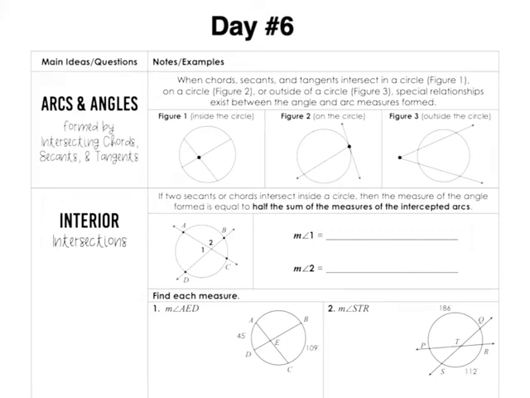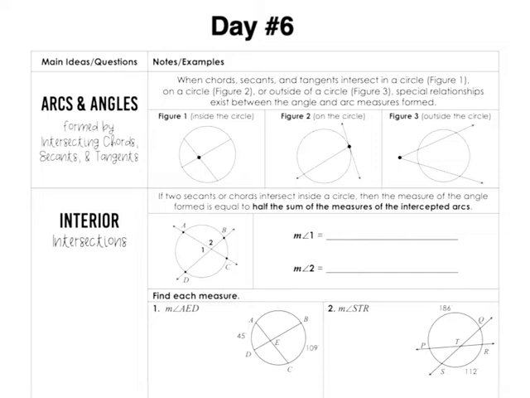We are back for Chapter 12, Day 6. This day is all about arcs and angles. So we're looking at angle answers. We're going to be intersecting a bunch of lines, so either chords running into each other or secants or tangents running into each other and looking at the angles that get cut off. So there's a bunch of different possibilities.